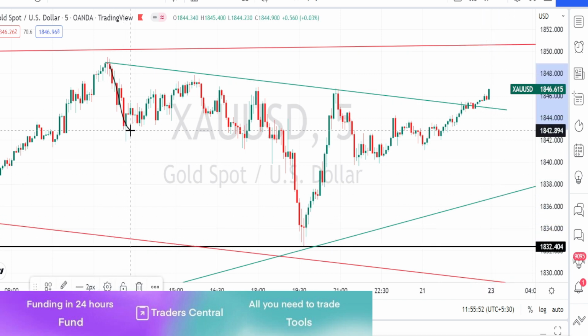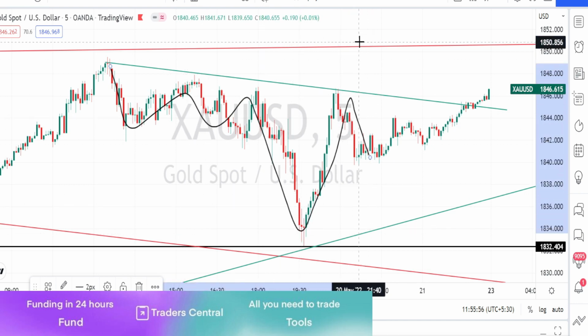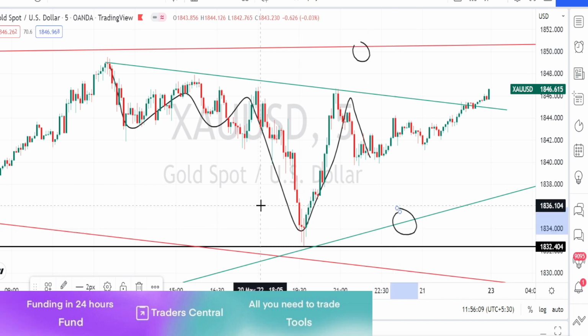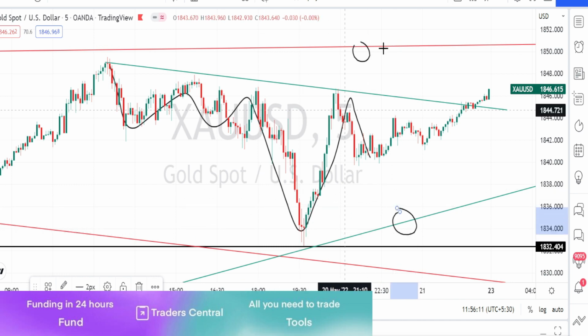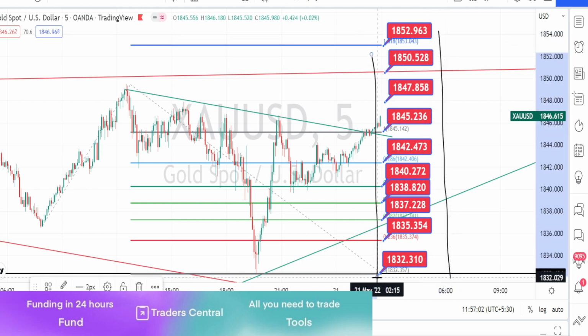So currently the price action in 5 minutes also is consolidating within this resistance line and the support line. Let us mark the support and resistance levels. So the values in red color boxes are the resistance and support levels for the 5 minutes time frame. This is all the analysis for today.